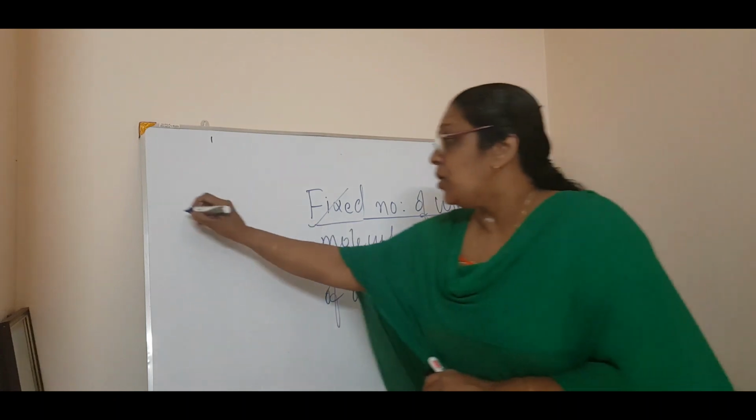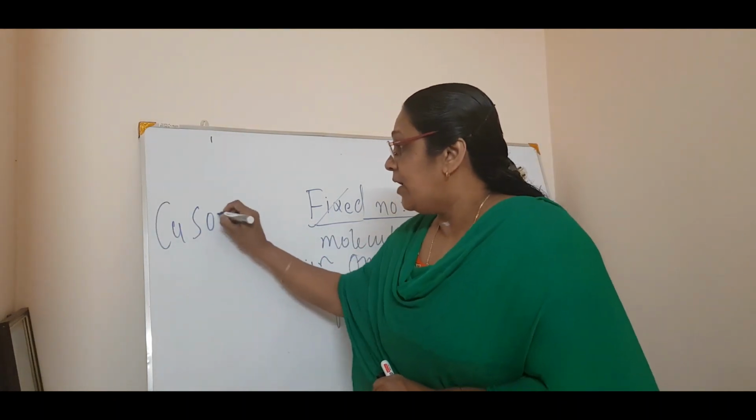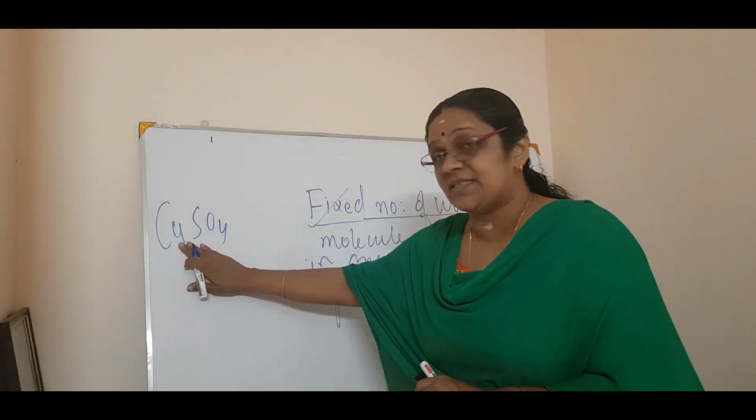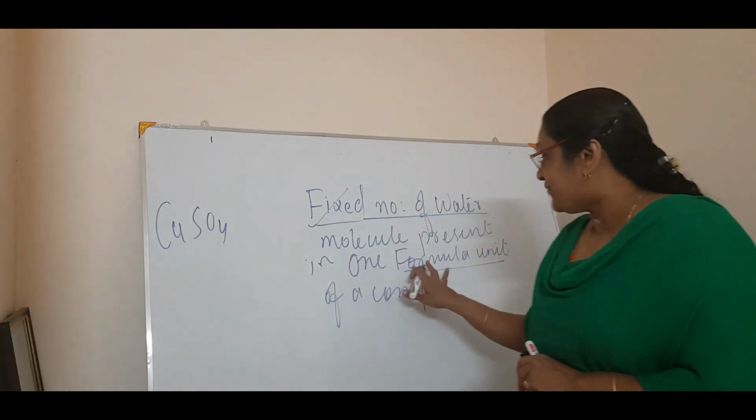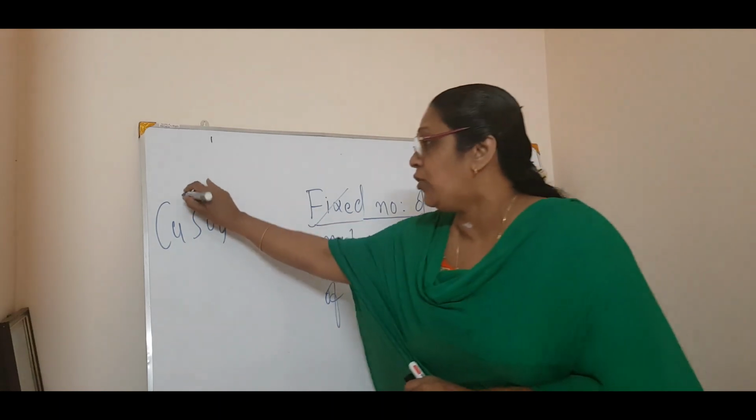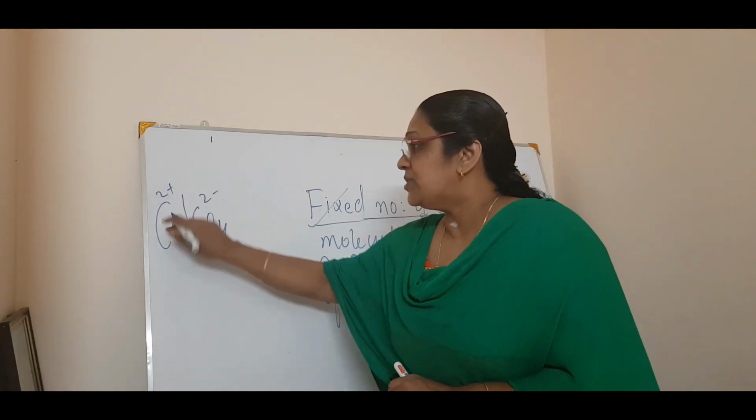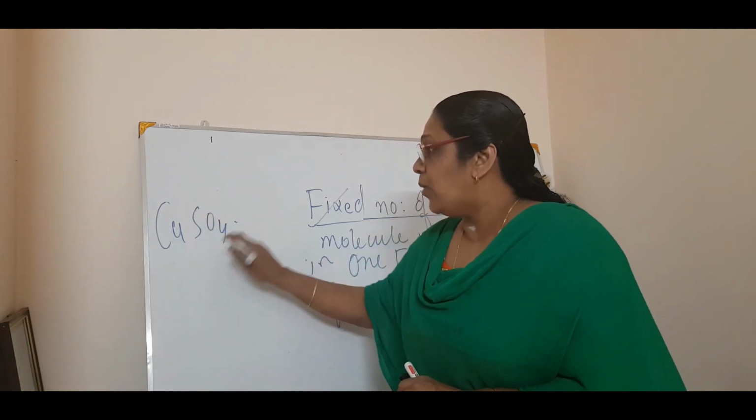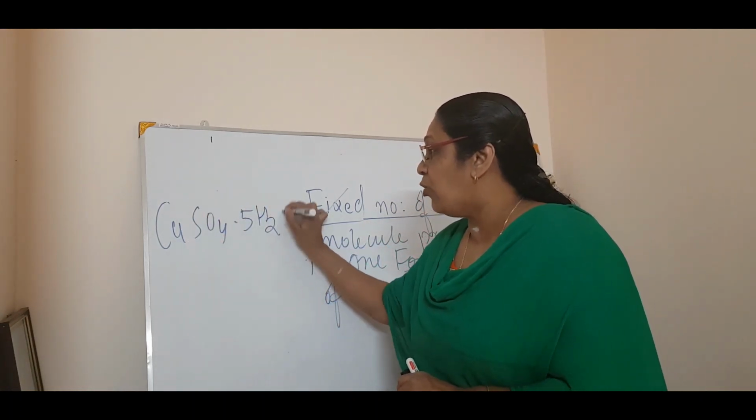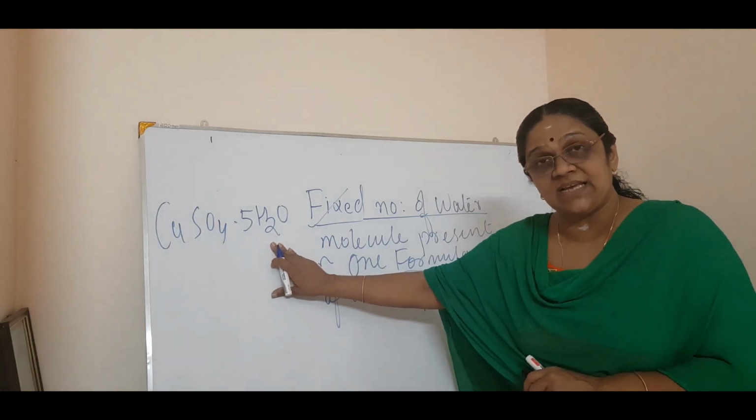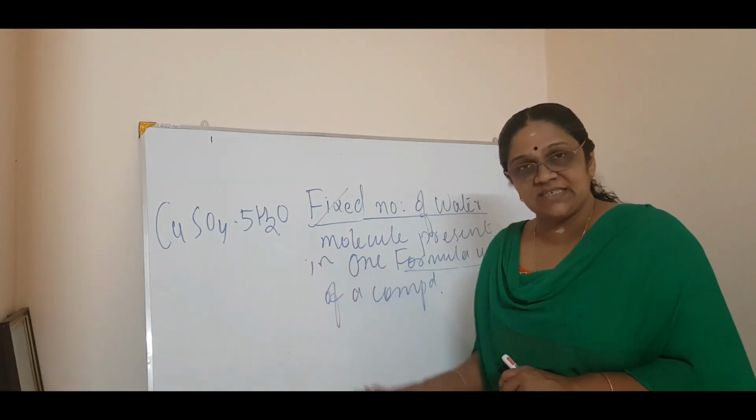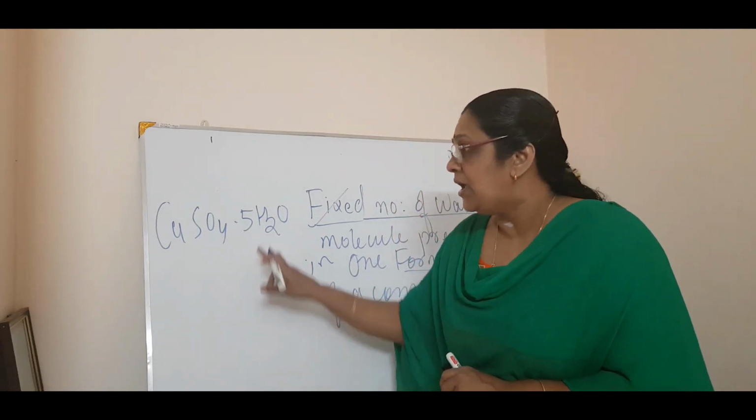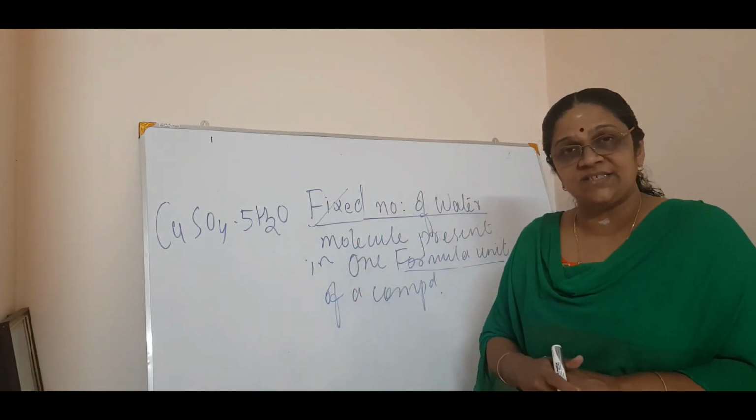For example, you know copper sulfate. Now for one copper sulfate, for one formula unit means this. Since this is ionic, it is called a formula unit. Cu2+ and SO4 2-. Isn't it? So this is the formula unit. For this one copper sulfate, how much water is needed for crystallizing? That is water of crystallization. So for one formula unit, or one copper sulfate molecule, it needs 5 water of crystallization.